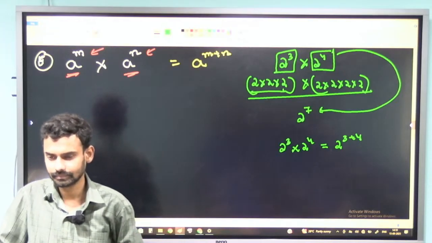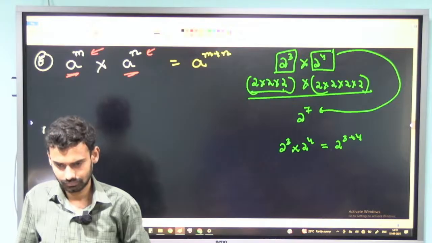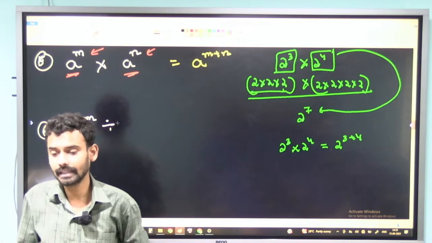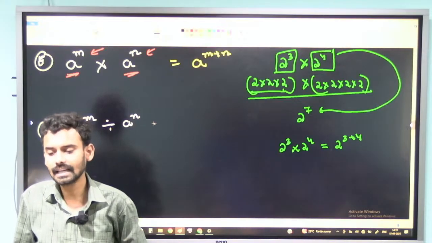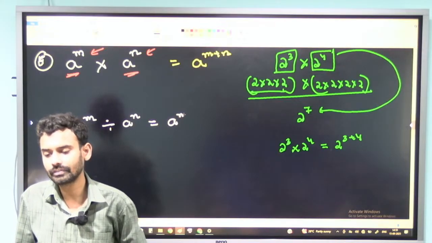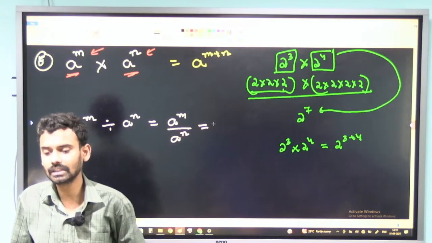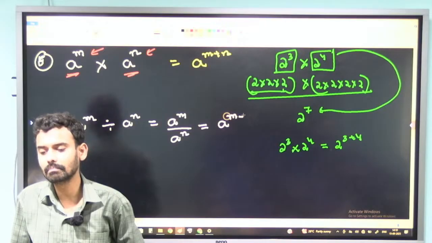Next point. If we consider a to the power of m divided by a to the power of n, this can also be written as a to the power of m divided by a to the power of n, both mean the same, and this will be equal to a to the power of m minus n.